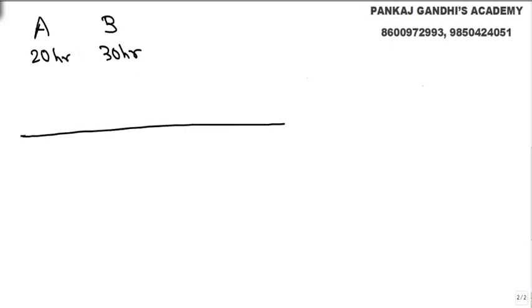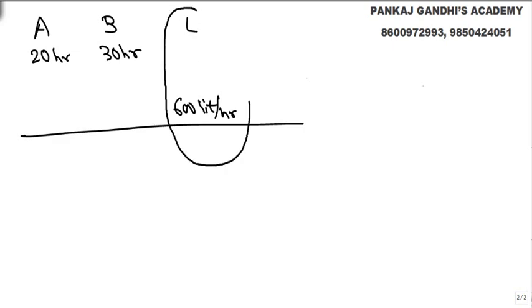A alone fills the tank in 20 hours, B alone in 30 hours. The leakage actual speed is given as 600 liters per hour. It was given in minutes, so we convert it to hours. This is the actual value, so we keep it aside.